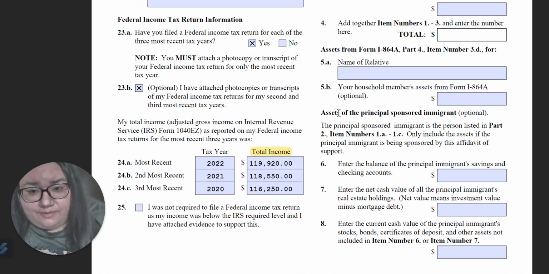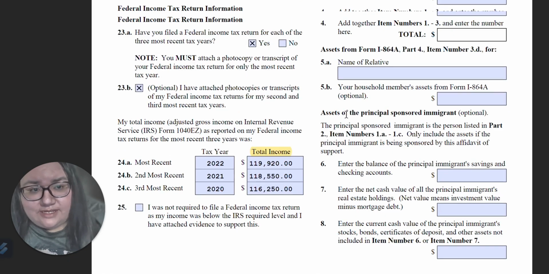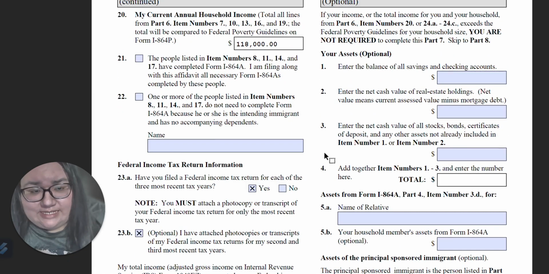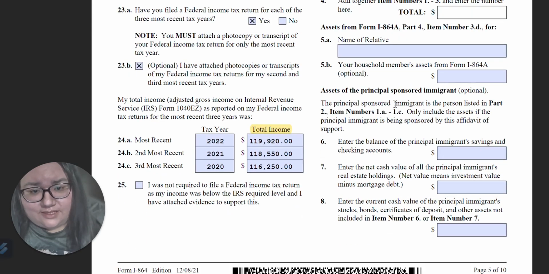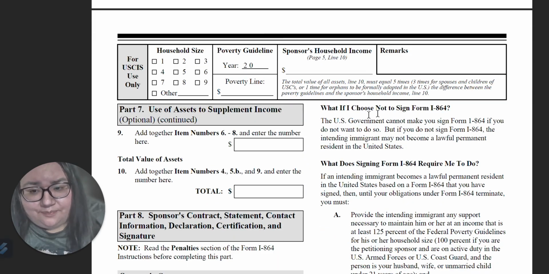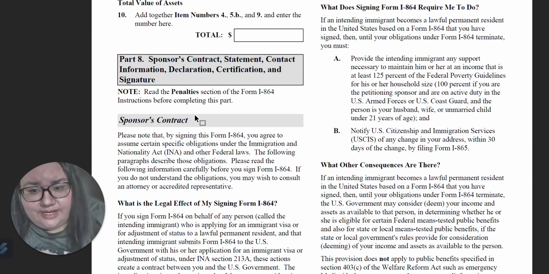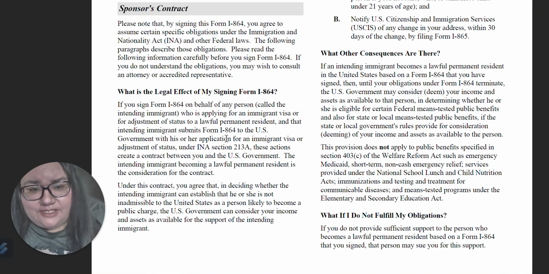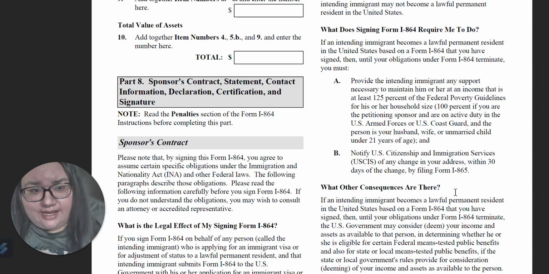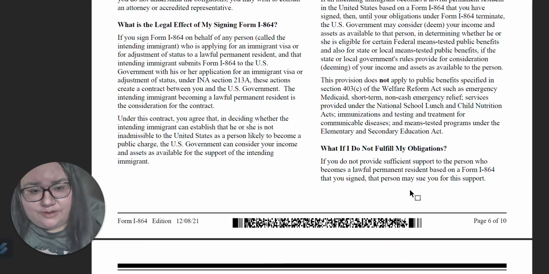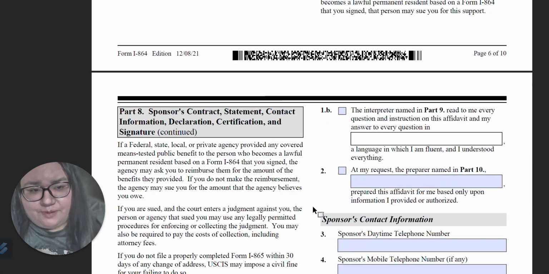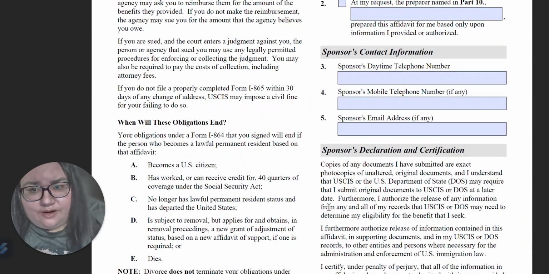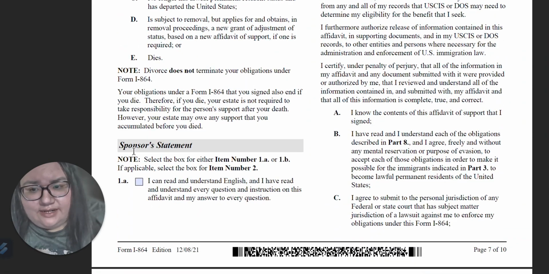And then we get here to the end, which is part 8, which is the sponsor's contract. Make sure you read that. You understand what being a sponsor means, how long it lasts, what the consequences are, what your responsibilities are. But for purposes of filling this out, you're going to go on to page 7 and right here, sponsor statement. You're going to want to make sure you mark box 1A if you're preparing your own form. So 1A says that you can read and understand English and you've read and understood every question and instruction on the affidavit and your answer to every question.